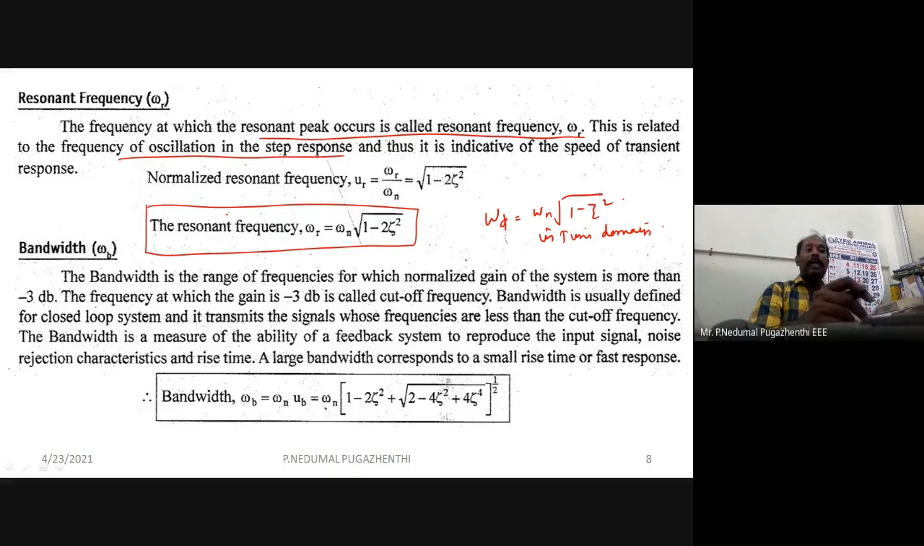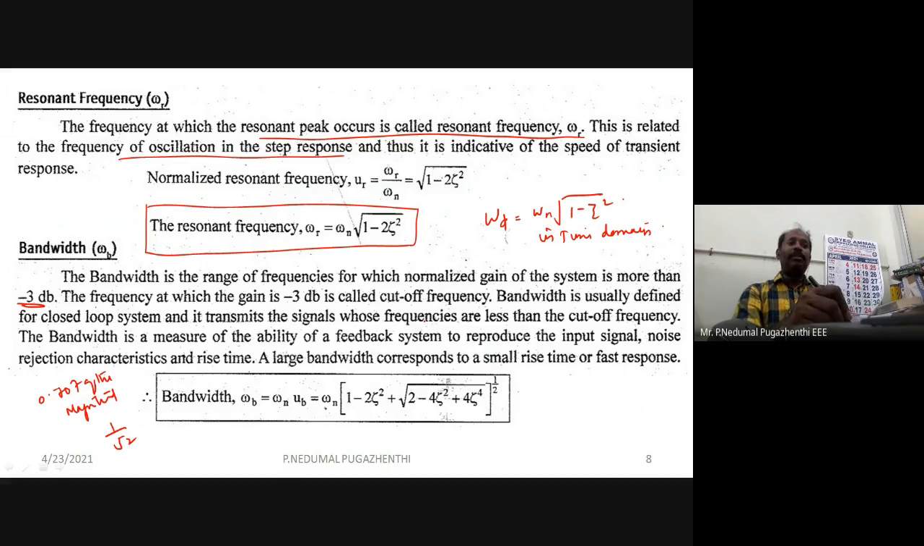Okay, then what is bandwidth? It is the range of frequency for which the normalized gain of the system is more than minus 3 decibel. This minus 3 decibel comes there because we normally take 0.707 of the final value of the magnitude, which is equal to 1 by square root of 2. If you take the logarithm of that, you will get minus 3 decibels. And the frequency at which the gain is minus 3 decibel is called the cutoff frequency.